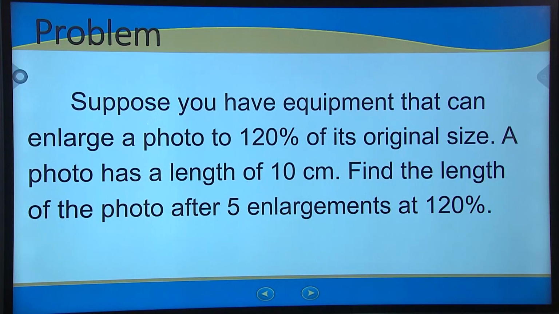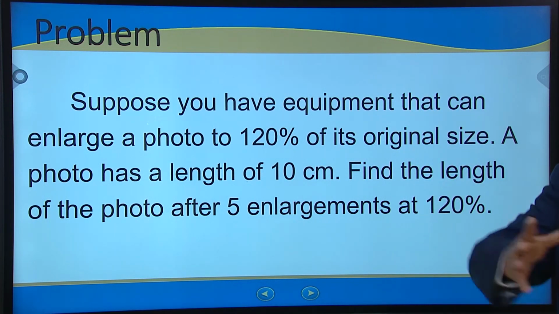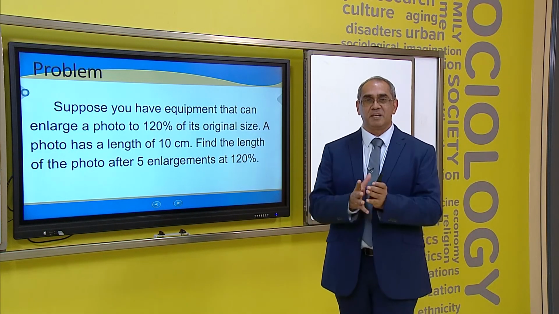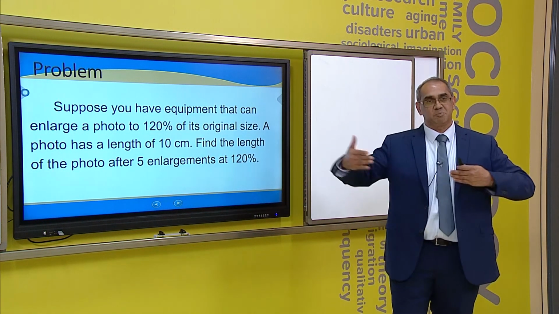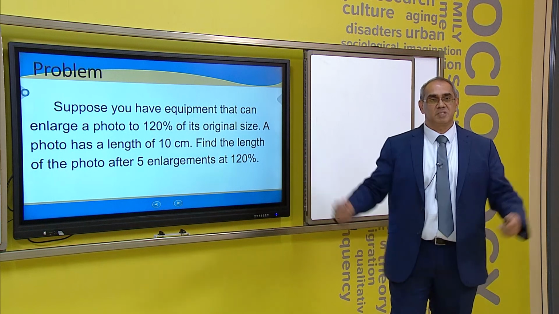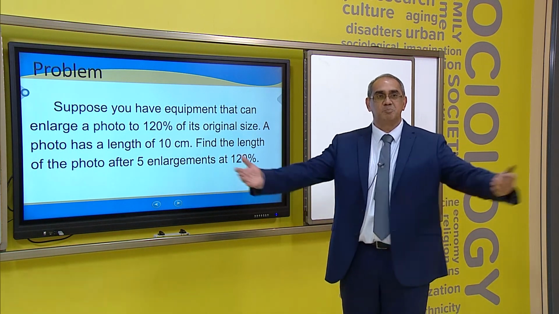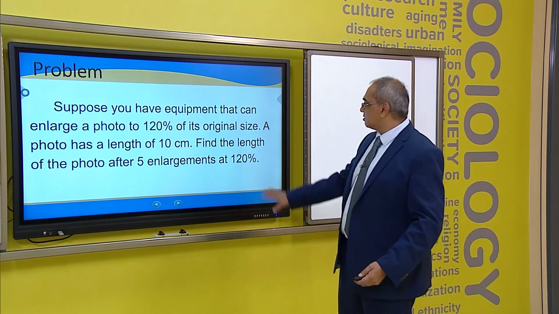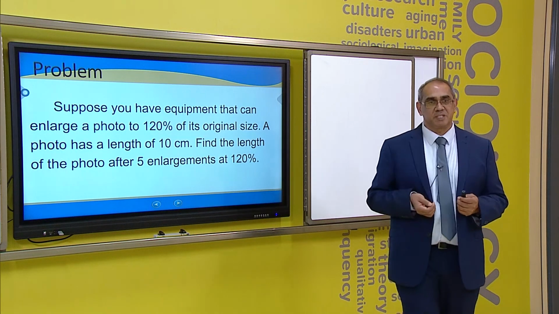Suppose you have equipment to enlarge a photo, all right? So you want to take a photo and make it bigger. You put it on a photocopier machine and it gets bigger. You take the bigger one and put it again and it gets even bigger. So you keep doing this and you get a bigger and bigger photograph. You want to know, after 5 times of doing this, how big is my photograph? So we want to enlarge it 120%.